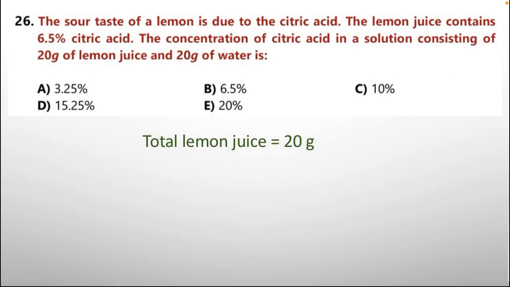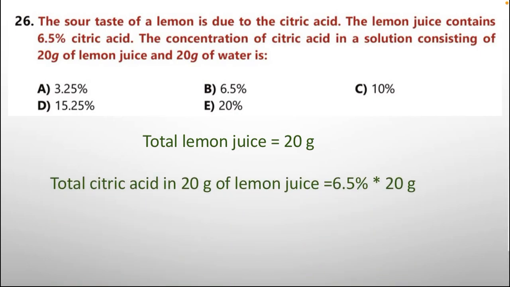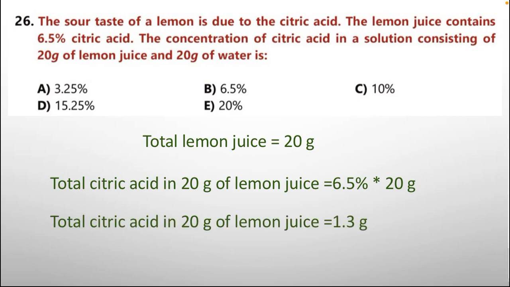So total lemon juice is 20 grams. Total citric acid in 20 grams of lemon juice is 6.5% multiplied by 20 grams. Total citric acid in 20 grams of lemon juice is equal to 1.3 grams.